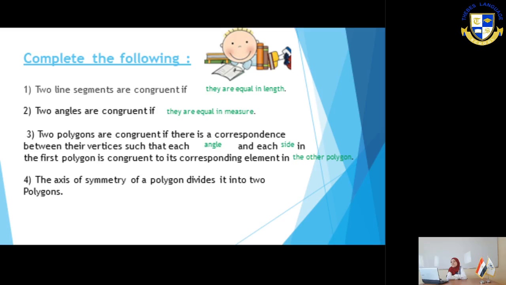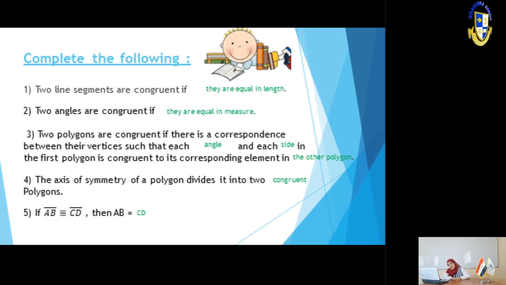Number 4, the axis of symmetry of a polygon divides it into two congruent polygons. Number 5, if the line segment AB is congruent to the line segment CD, that means the length of AB equals the length of CD. Number 6, if line segment AB is congruent to line segment XY, then the length of AB minus the length of XY.